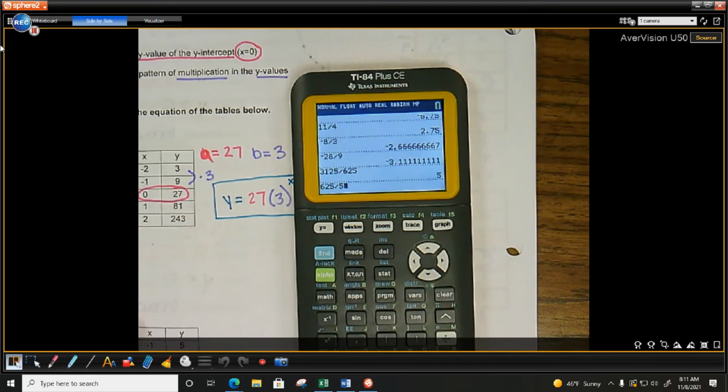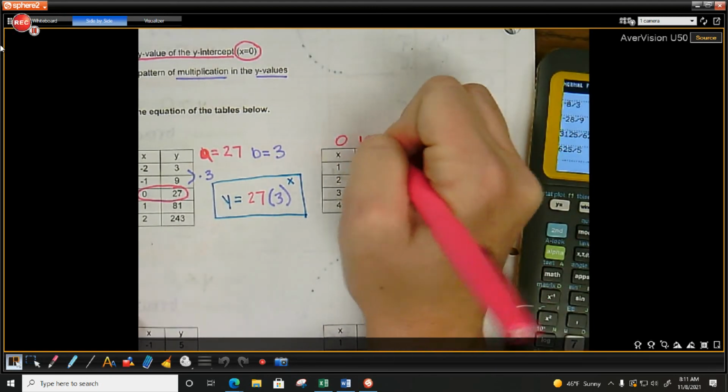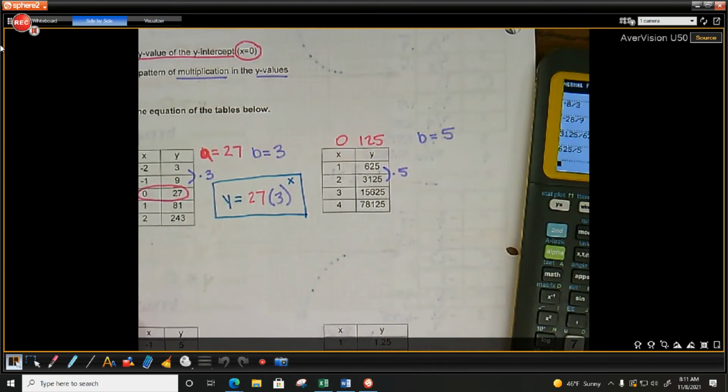Because if I'm going down, I'm multiplying by 5. So if I want to go in the opposite direction, you have to do the opposite operation, which is divide. So my A is 125. Now we have our A and our B. We're ready to write our equation.